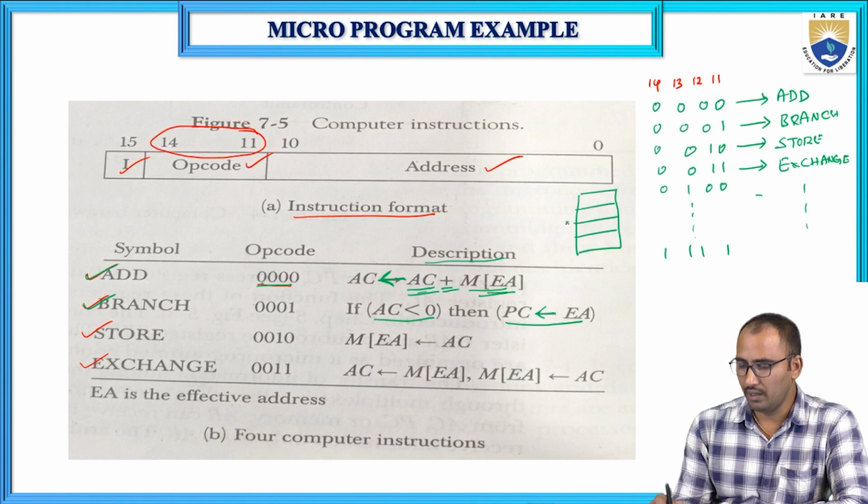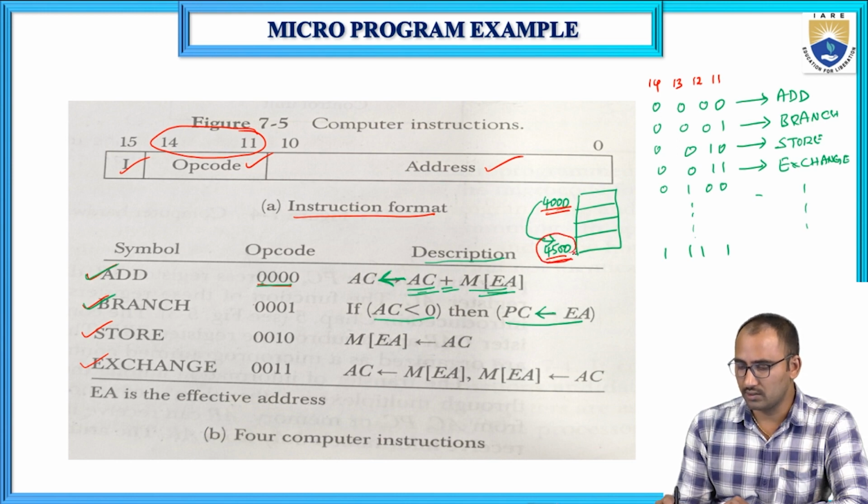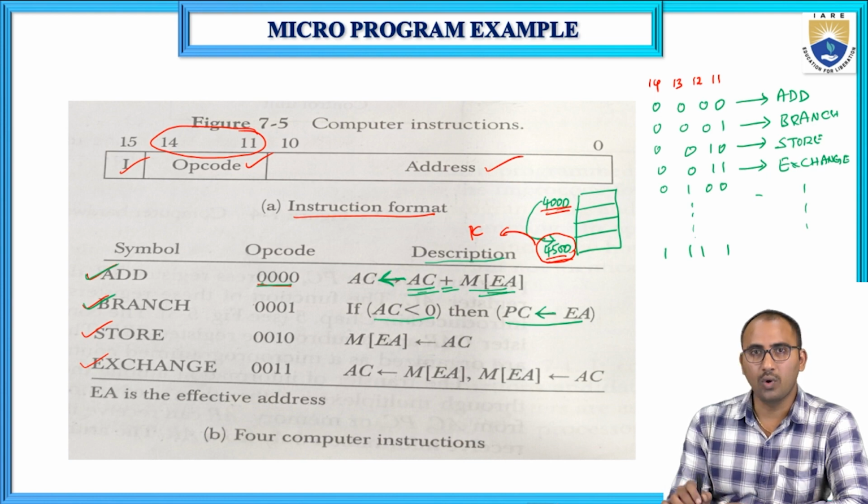You have a memory, and right now you are at the 4000 location. If you want to transfer from 4000 to the 4500 location, the program control is transferring from this location to that location. So this is an effective address. This effective address we have to load into the program counter in order to take the branching.